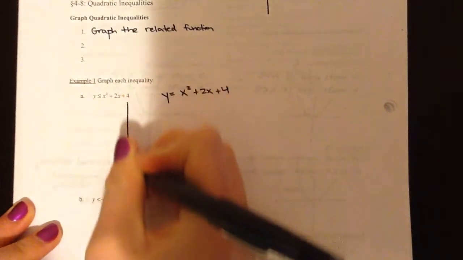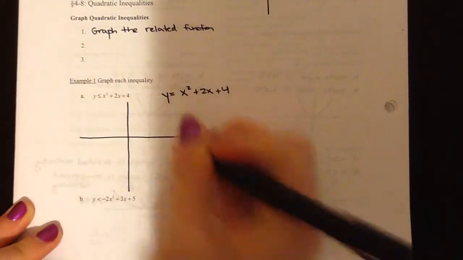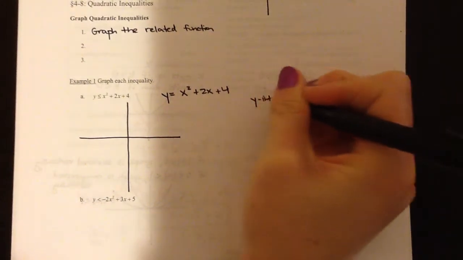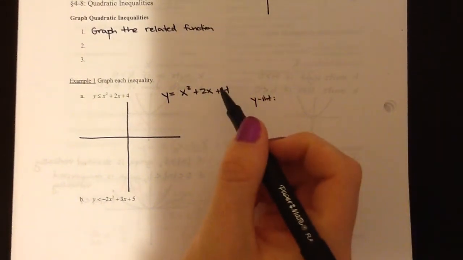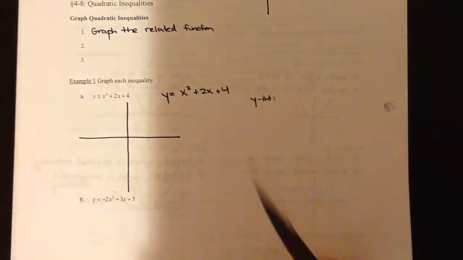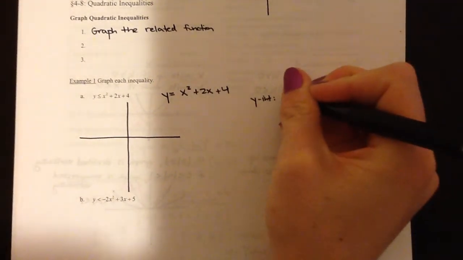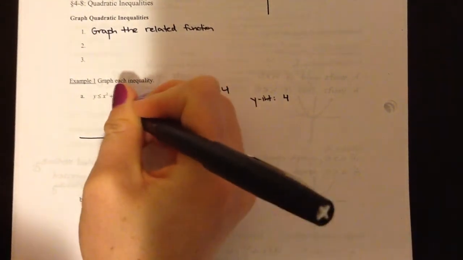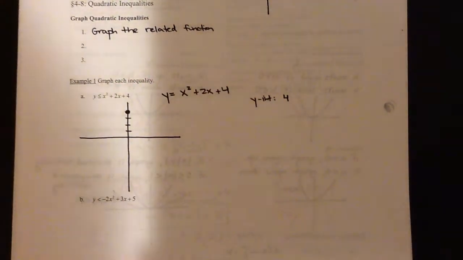Okay, so let's set up our coordinate system. Okay, so our y-intercept is always just the constant that's hanging on the end, because if you plug in 0 for x, this would be 0, this would be 0, and then I'd get a positive 4. So my y-intercept is 4. I can start there. So there's the first point that I plot on my graph.